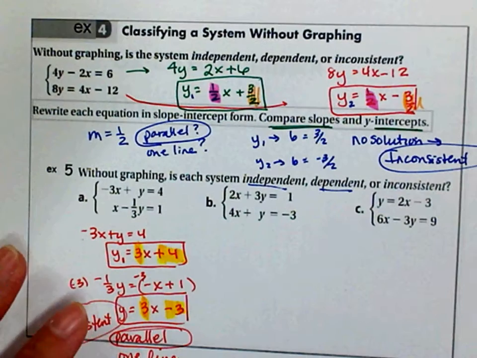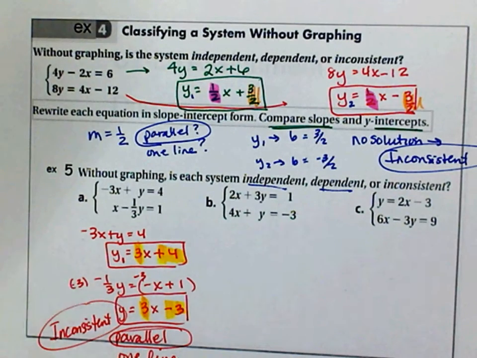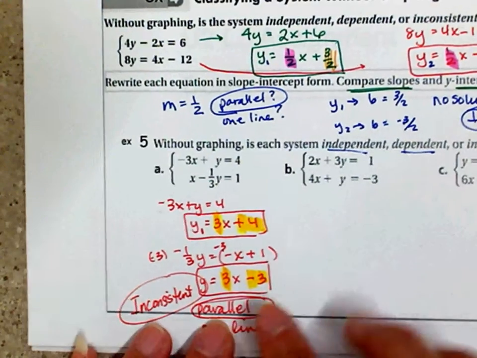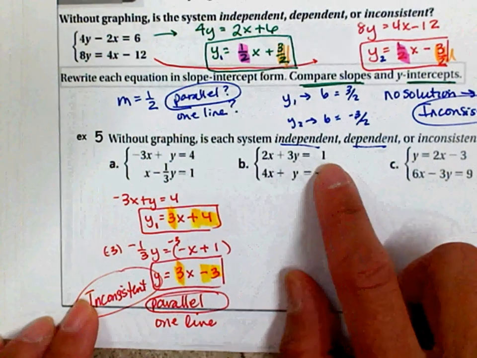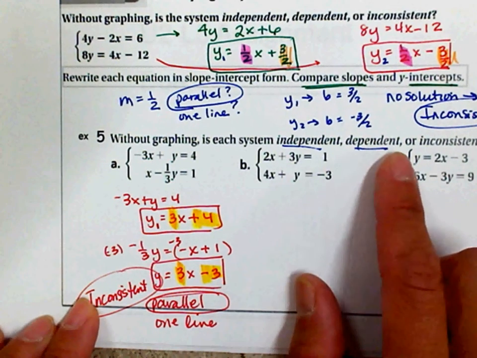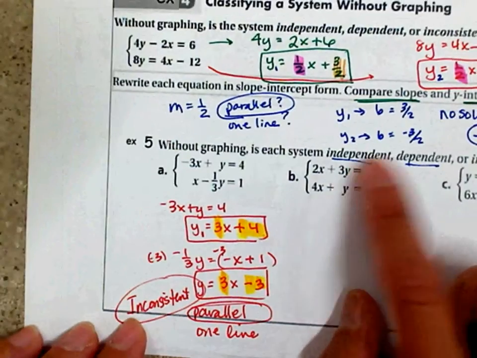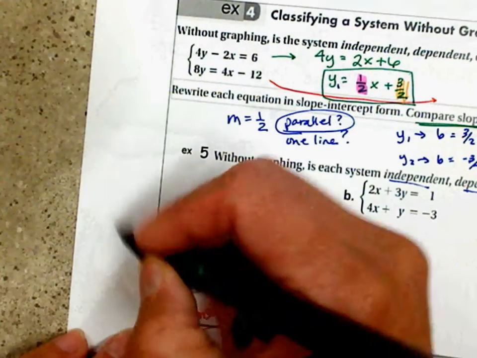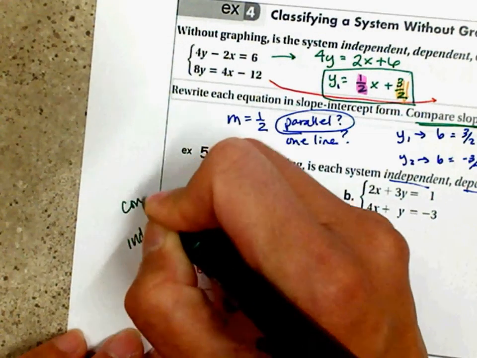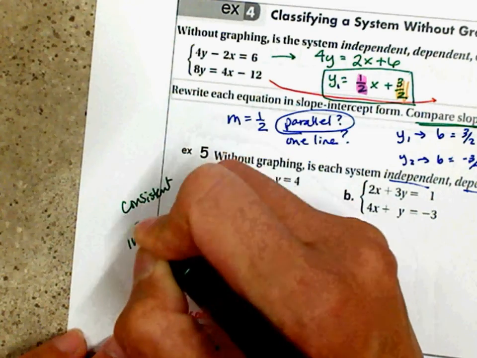Alrighty guys, welcome back. This is a continuation of your notes for U2 L5 Systems of Linear Equations by Graphing and Table. Okay, so if you look right here, we're hitting on the words independent, dependent, consistent, and inconsistent. If two things are independent or dependent, they will be consistent. So here's a way to look at them.